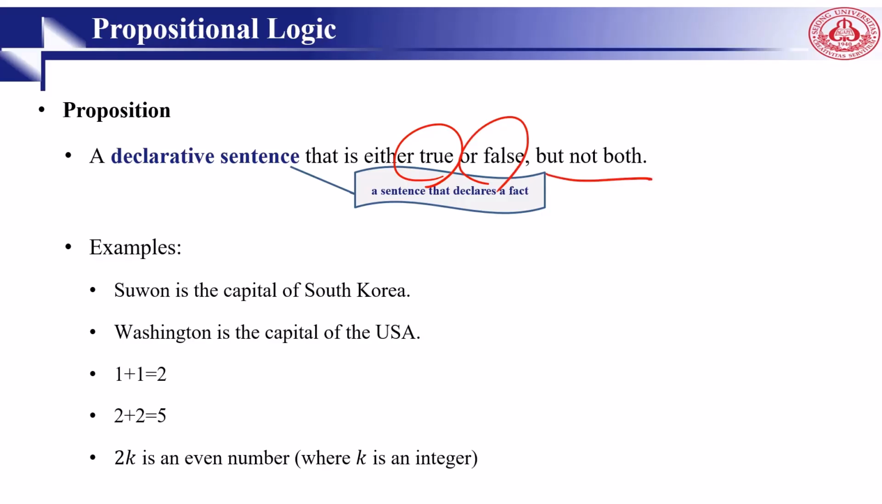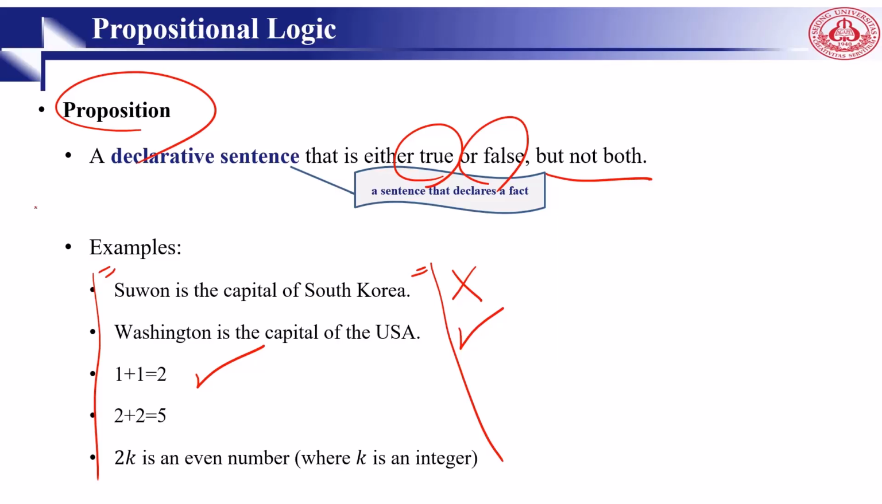For example, Suwon is the capital of South Korea. The statement is a proposition, although it's false. Washington is the capital of the USA. The proposition is okay, and also it is true. 1 plus 1 is 2, true, right? So these are called propositions.